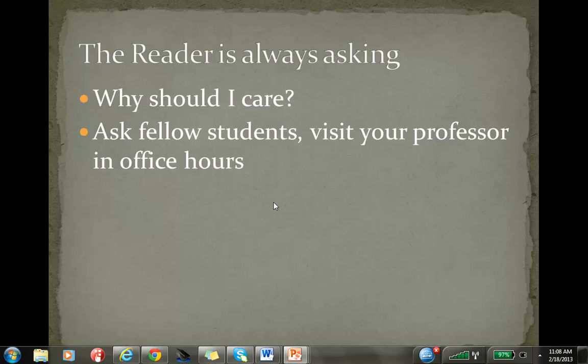Another thing you need to think about when you're writing an argumentative essay is the reader. The reader is always asking you, why should I care?